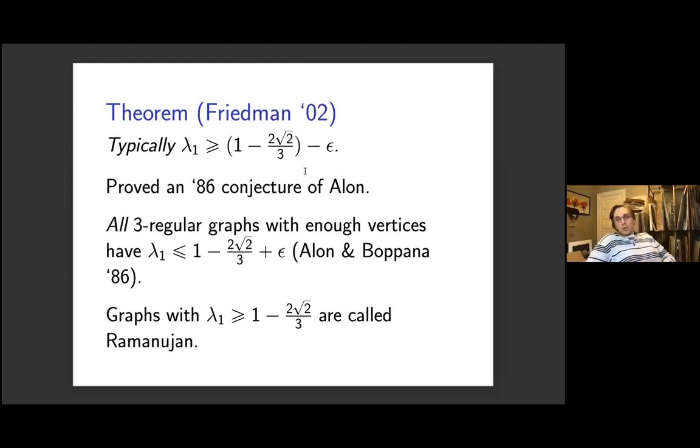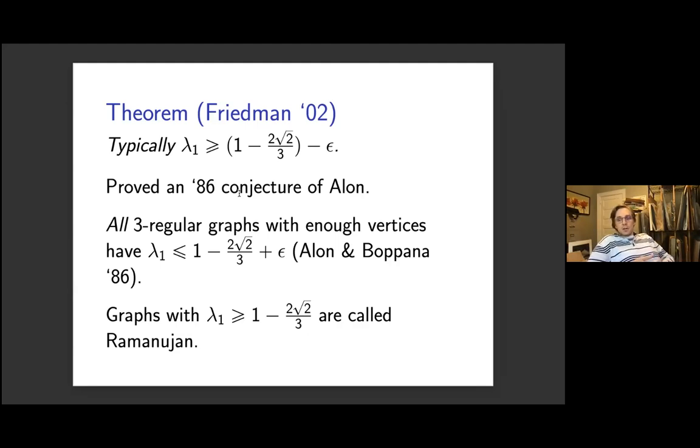What's much easier, though, is to say that you can't do much better than this. So actually, all 3-regular graphs with enough vertices have lambda 1 less than or equal to the same quantity plus epsilon. So you can't improve this number 1 minus 2 square root 2 over 3. You can't even find any large graph with lambda 1 significantly better than that. So what this result of Friedman that proved this conjecture of Alon is saying is that typically random 3-regular graphs are near optimal spectral expanders.